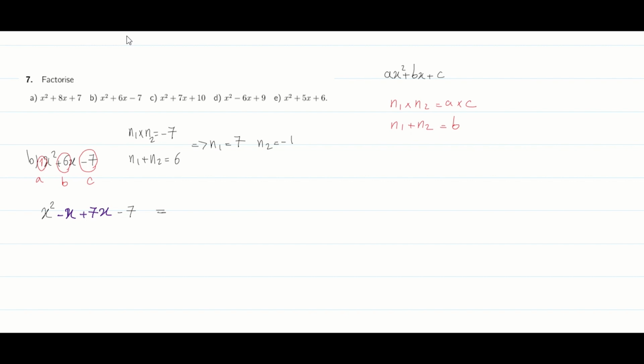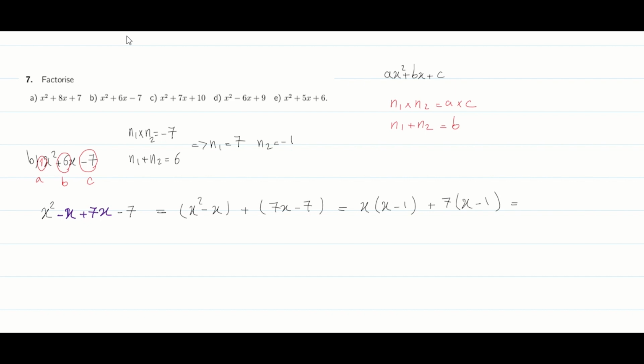Now what I can do, I can group the first two terms and the last two terms together. So I'm going to write this as x squared minus x plus 7x minus 7. Now I'm just going to factor out the common factor from each bracket. From the first bracket, the common factor is x. So I'm going to factor out x from it. It would be written as x times x minus 1. And for the second bracket, the common factor is 7. So I'm going to factor it out from the expression. So it will be written as 7 times x minus 1.